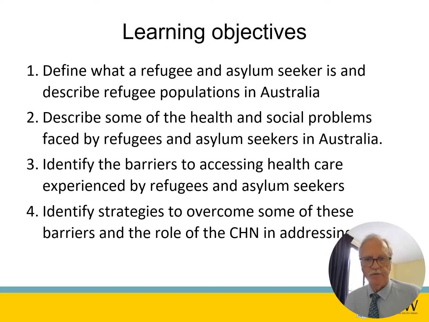The learning objectives for this module are to firstly define what a refugee and asylum seeker are and describe refugee populations in Australia. Also, then to go on to describe some of the health and social problems faced by refugees in Australia and the barriers to accessing healthcare that they experience. Finally, we'll talk briefly about some strategies to overcome some of these barriers and the role that community health navigators can play in addressing these.